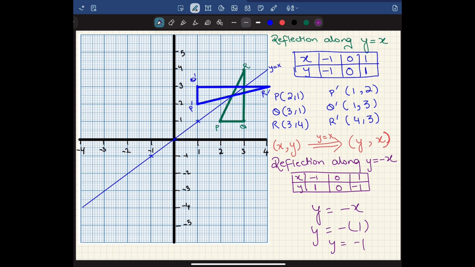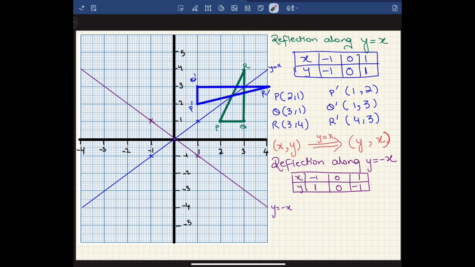So let's plot these points on the graph. X is negative 1 and Y is 1. This is the point 0, 0, and then 1, negative 1. Okay, let's plot this line. So this is the line Y is equal to negative X. And we are going to reflect triangle PQR along the line Y is equal to negative X.